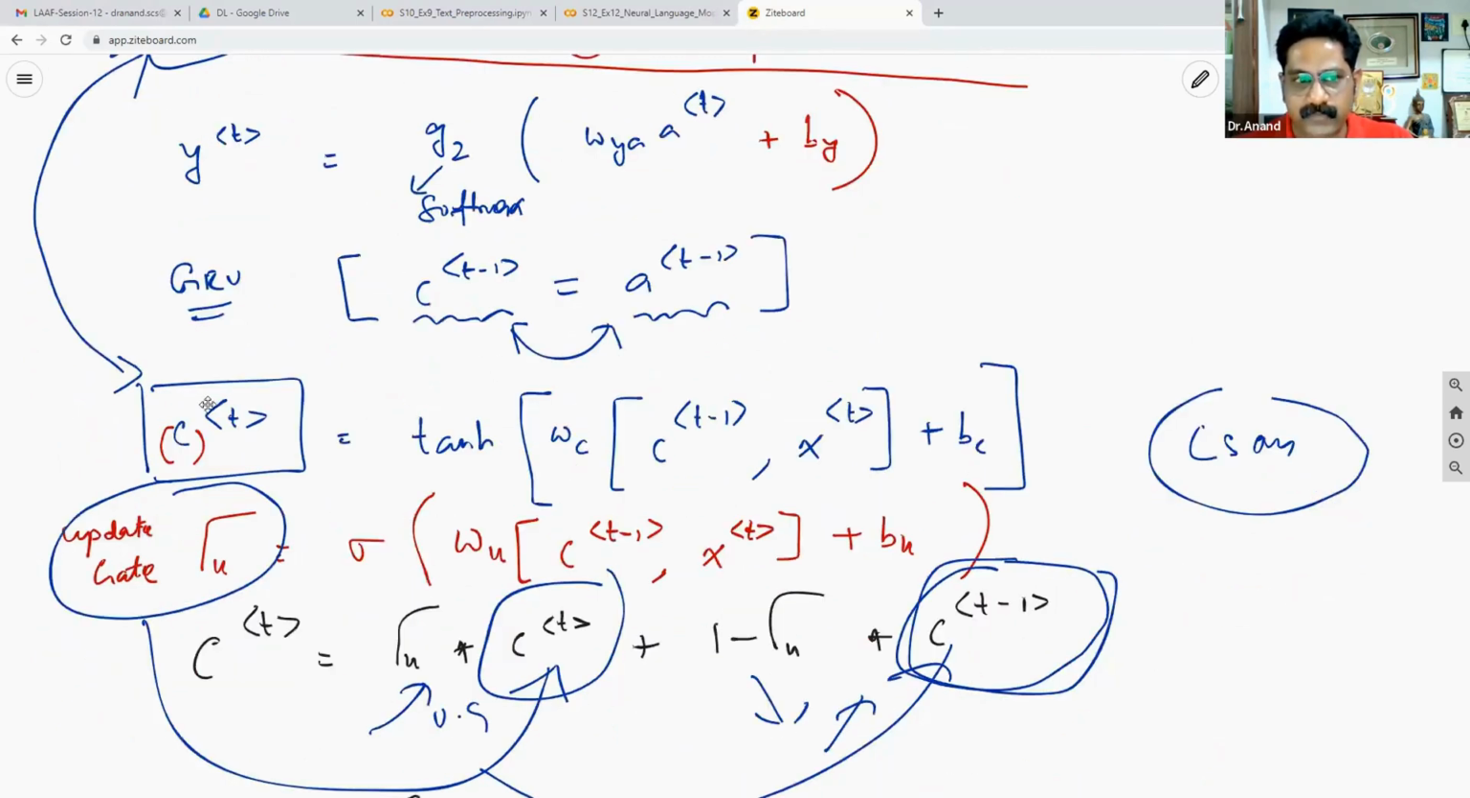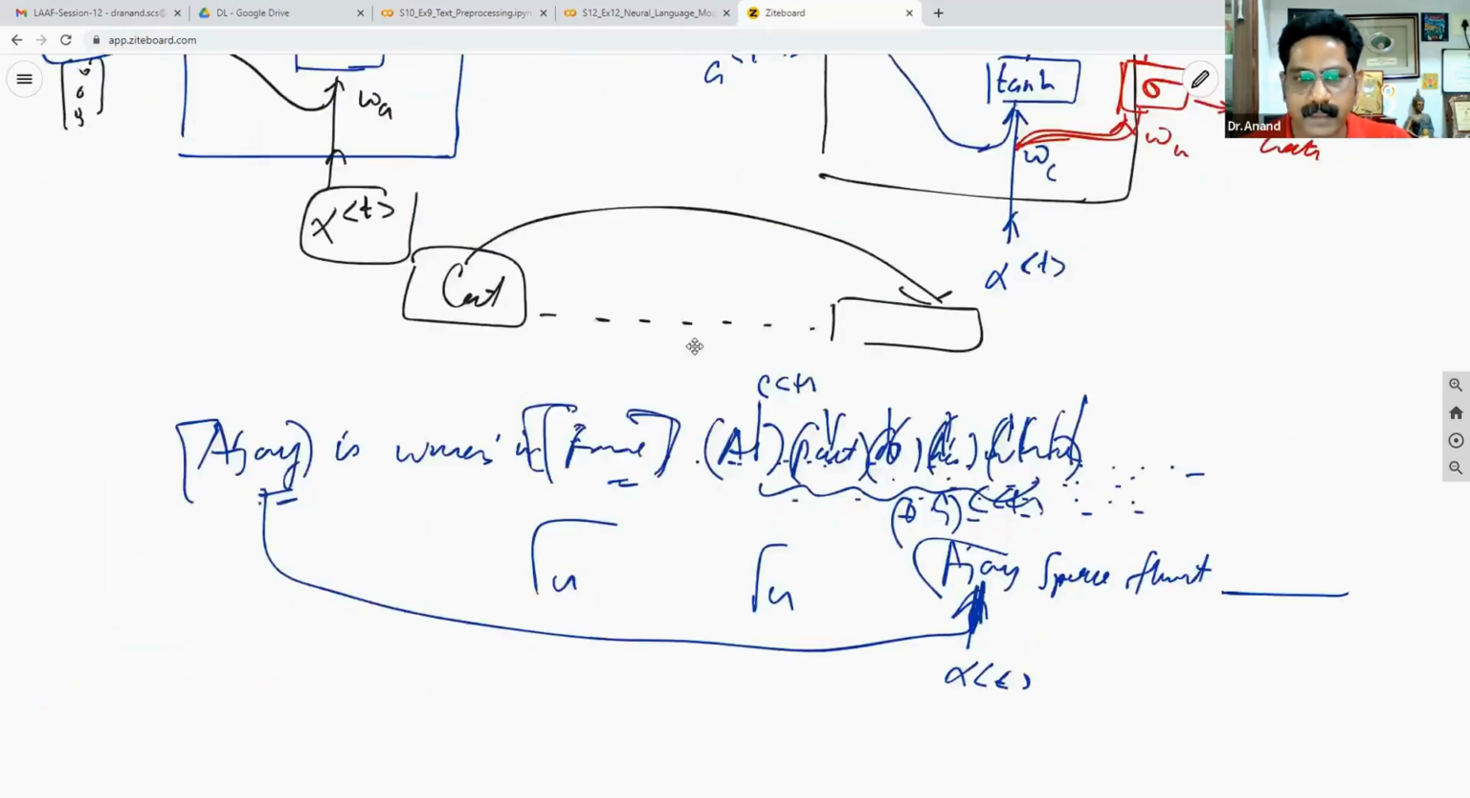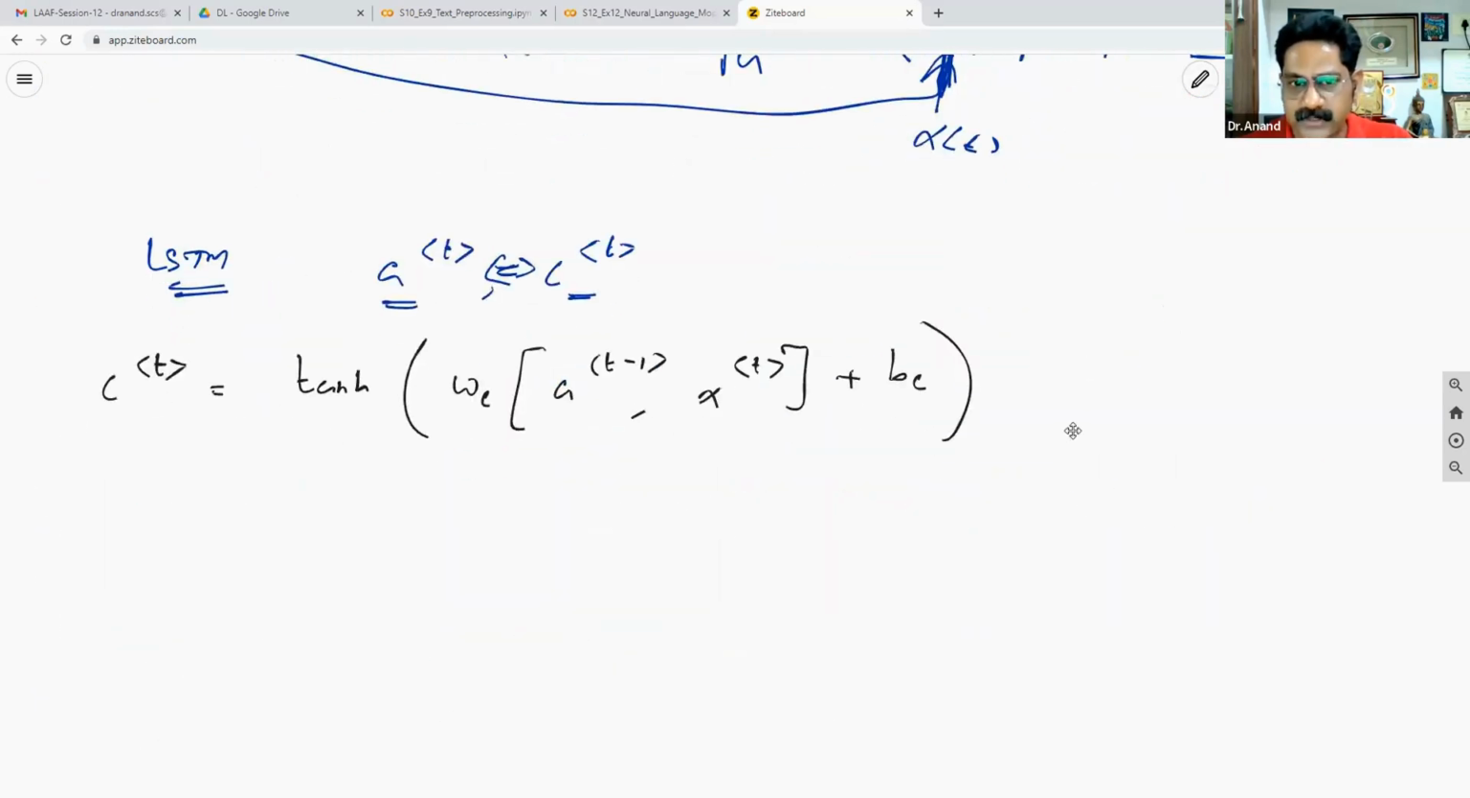The reason is that in GRU, we treated C of t and A of t as the same. So it doesn't matter whether I write this equation as A of t minus 1 or C of t minus 1, because in the GRU both are treated the same. I'm not recording these two separately as separate entities. But here in the LSTM, I'm going to record this as a separate entity. So I'm writing this equation as the original version of RNN, with my previous memory A of t minus 1 along with my current token. First, I'm writing the equation for C.